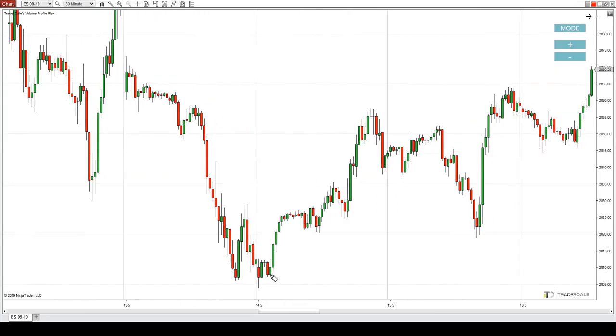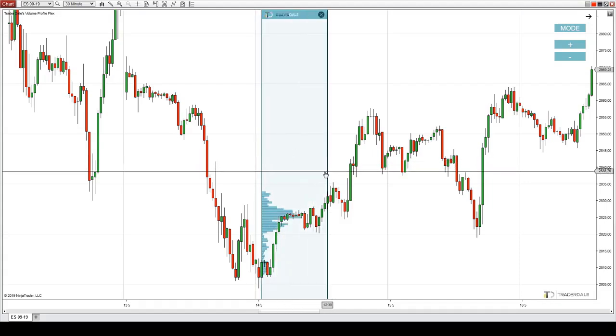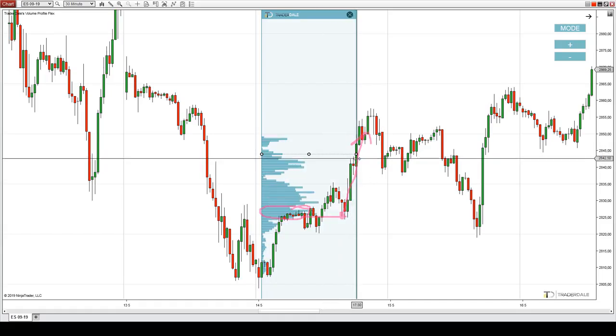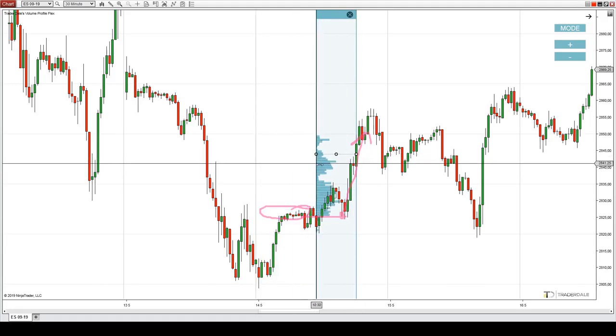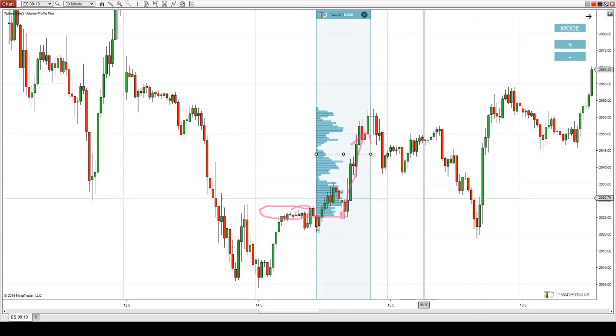The next day there was a strong uptrend, so let's have a look at the volumes. At first it was this strong volume cluster, and this was the reaction to it. A very nice place to jump into the uptrend right there. Then let's have a look at this part of the day.